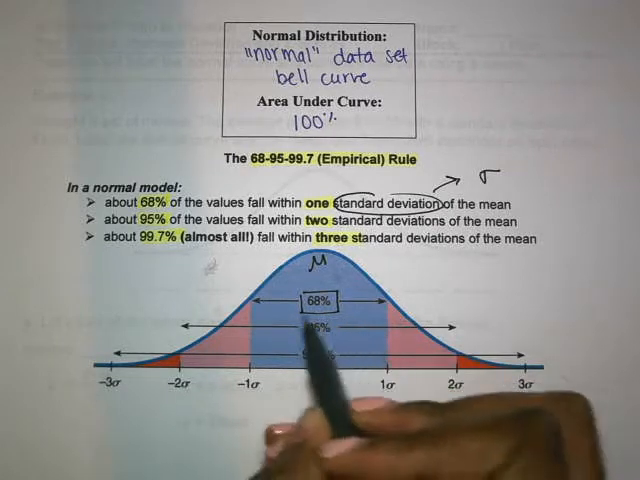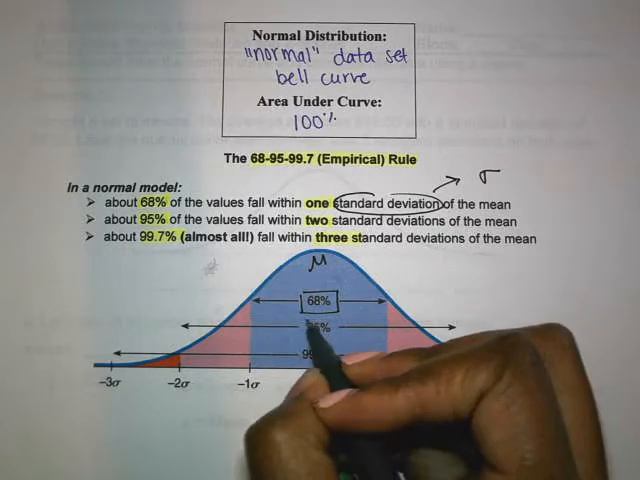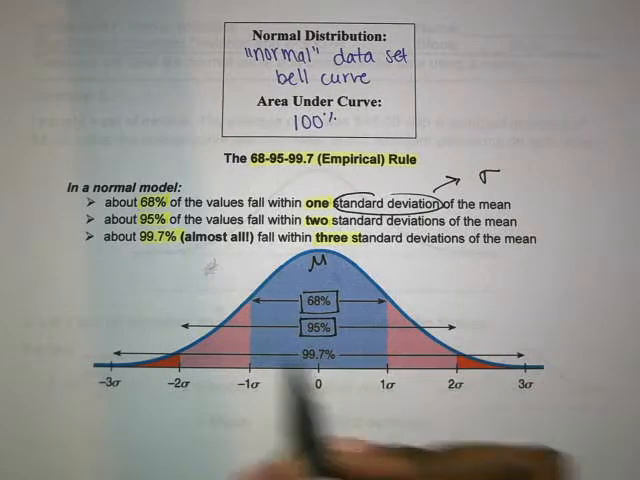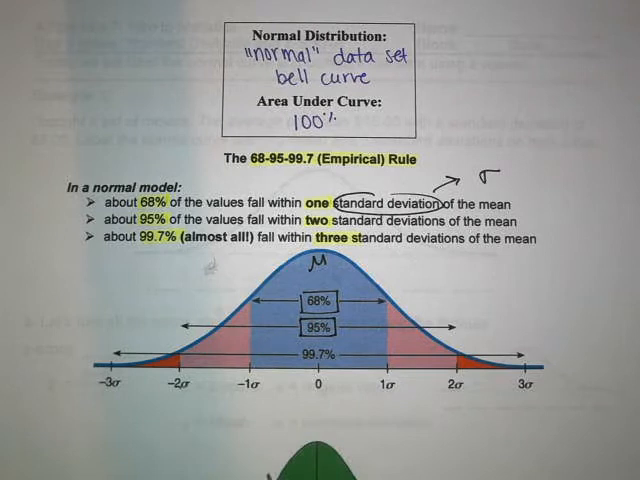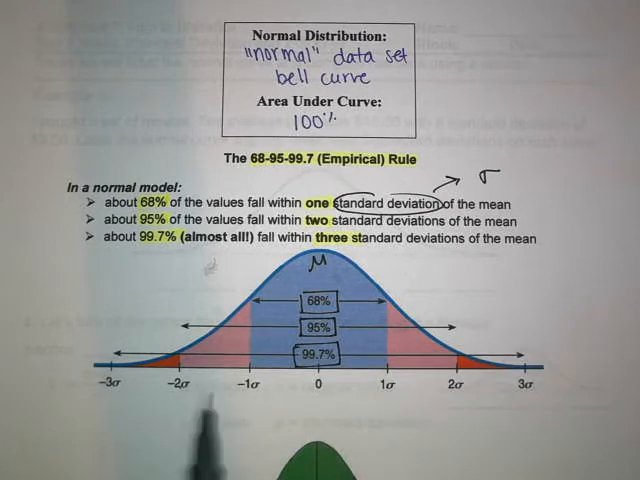68% is from 1 standard deviation away. You see it's -1 and then +1. 95%, the arrows are going out to -2 standard deviations and +2 deviations. And then my third set of data, 99.7%, goes out to -3 standard deviations and +3.